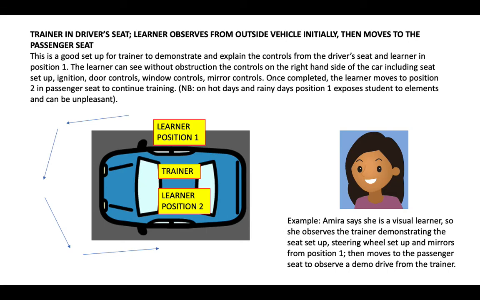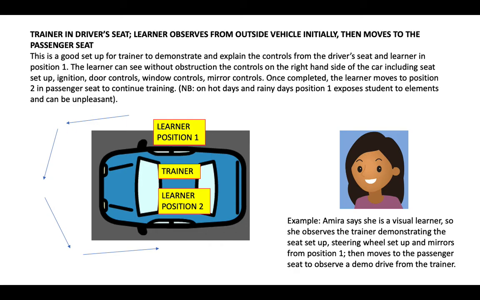Okay, this scenario, the learner starts in position 1, which is outside the driver's door, and then once that part's completed, moves to position 2. So let's take a look at the content. So the trainer's in the driver's seat, learner observes from outside the vehicle initially, then moves to the passenger seat.